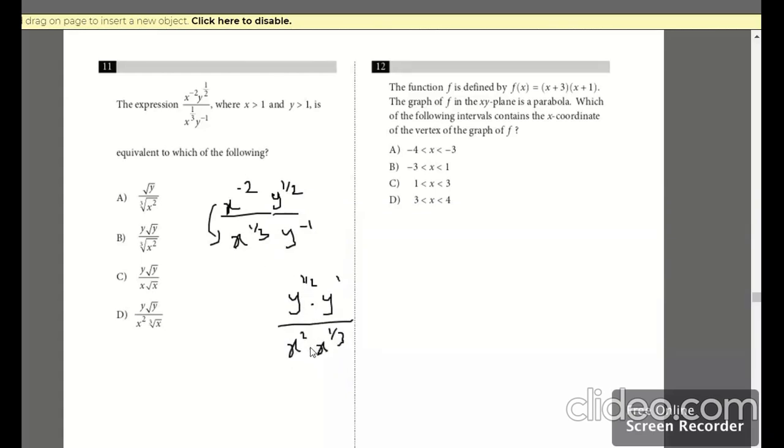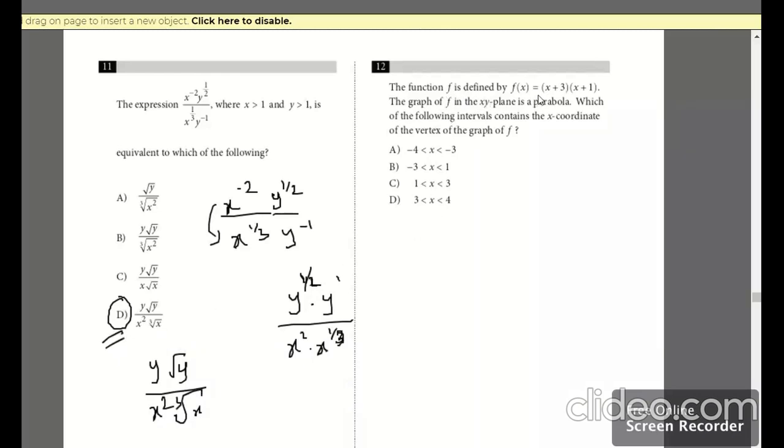So this can be written as x square is already there. You can check carefully. Y and y is already there, but this is cube root because it is 1 by 3. And this is 1 by 2, which is nothing but square root. So y times square root of y, x square is cube root of x, which D is the answer.